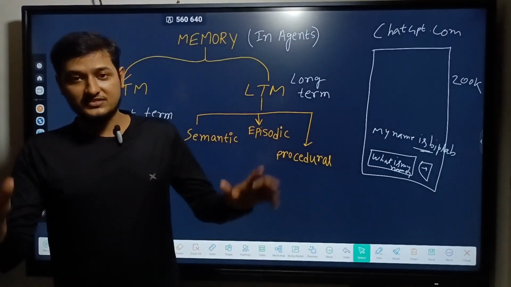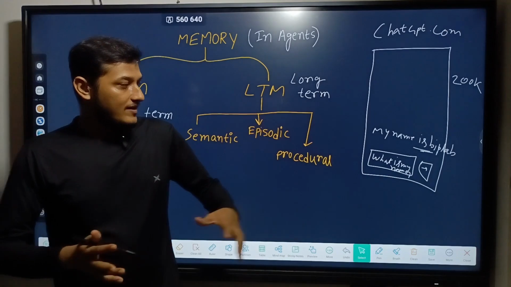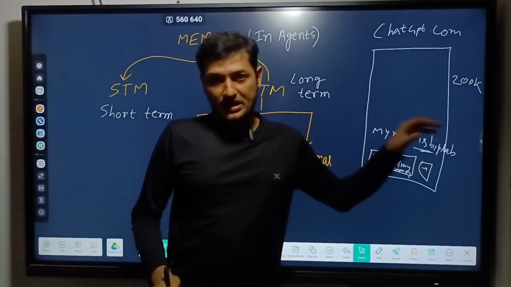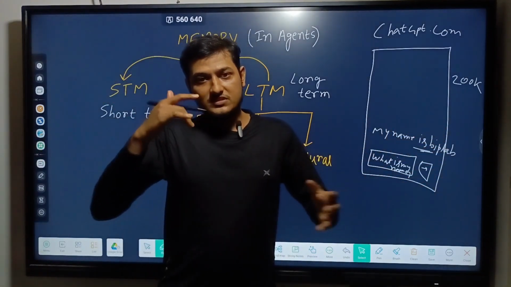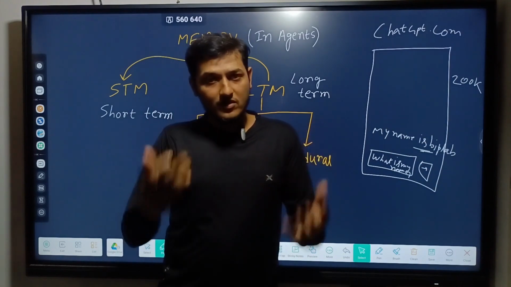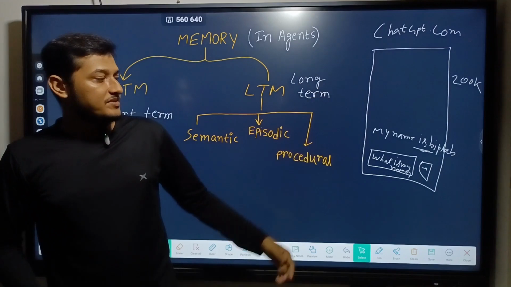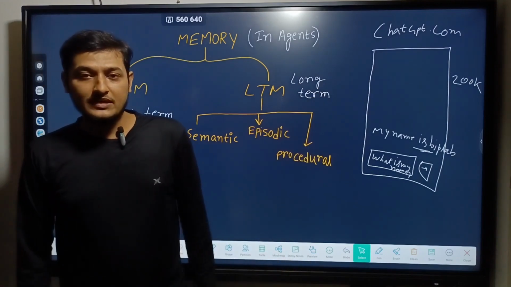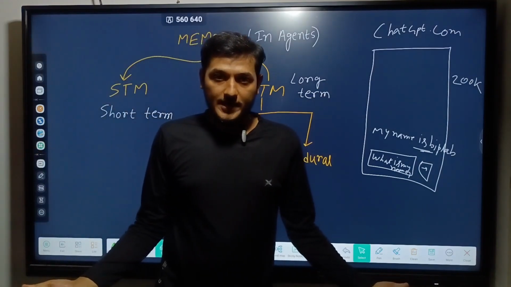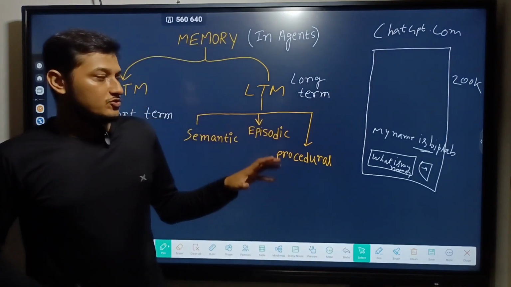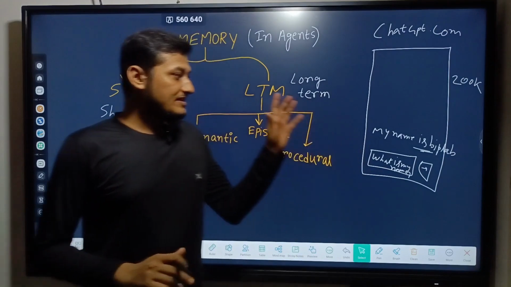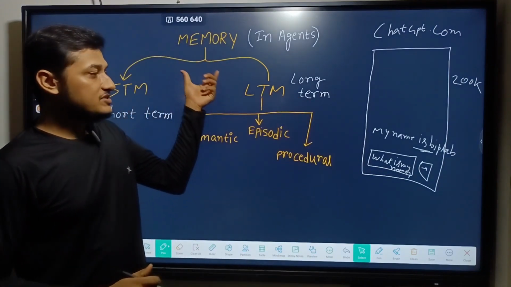Then you will be frustrated, right? Because you have already provided your information, your name, your birth date. But after some time, let's say even after 1 hour, if you ask ChatGPT what is my name, it says that it doesn't know your name. So to remove that frustration, it has introduced this concept, which is memory.